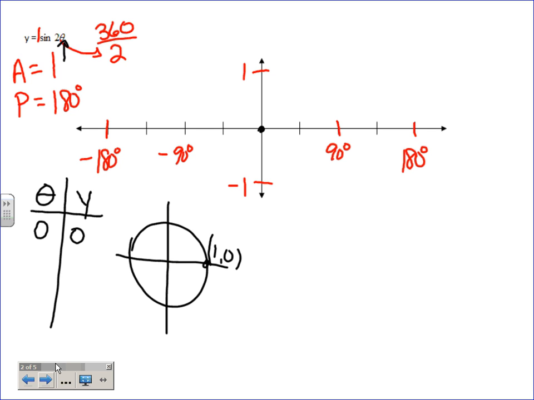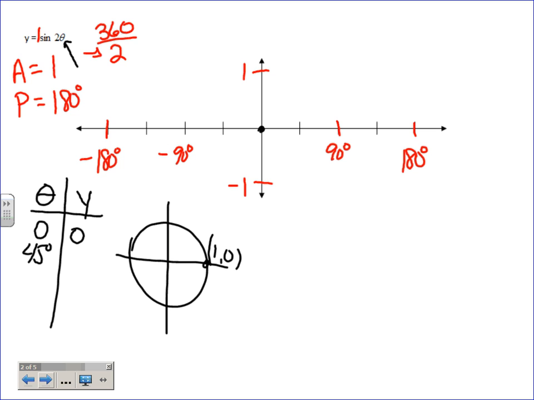Well, based on my tick marks, and that's why I have you do this, what's probably a good value to choose next? What's my next tick mark to the right? 45. So let's put 45 degrees in. But that means take 45 degrees and put it right there. Do you agree that's what that means? So I have to take 2 times 45, right? What is 2 times 45? 90. What's sine at 90?